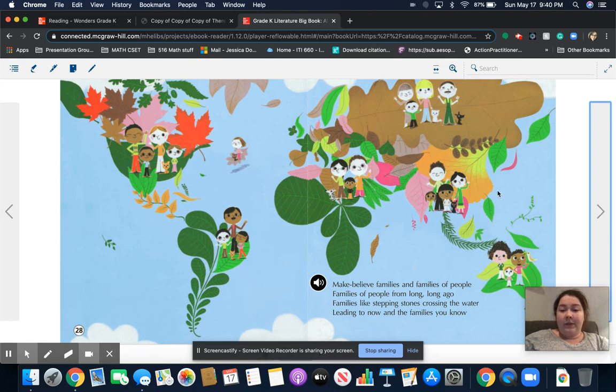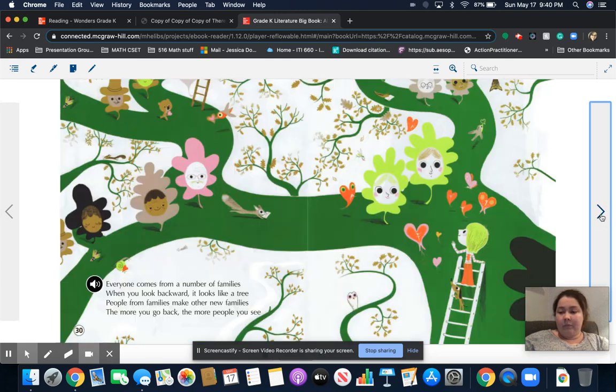So you look at all different kinds of families from different parts of the world, scholars. That's wonderful. Everyone comes from a number of families. When you look backward, it looks like a tree. People from families make other new families. The more you go back, the more people you see. So they're saying our family tree, scholars.